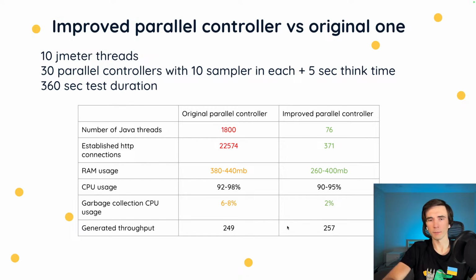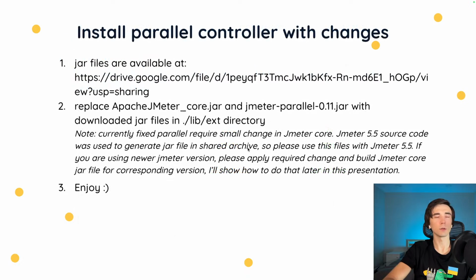So in my production scenarios, throughput is significantly increased because I am using a lot of threads, and initially, because of using too much RAM, JMeter was just struggling to operate at all. So pretty good improvement, right? So let's check how to install it.